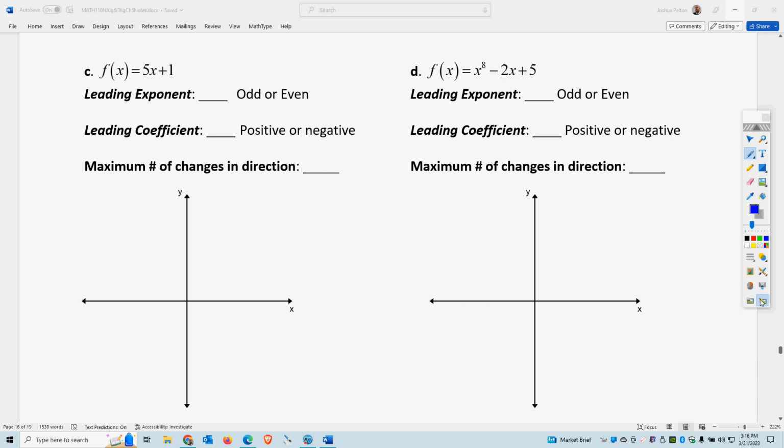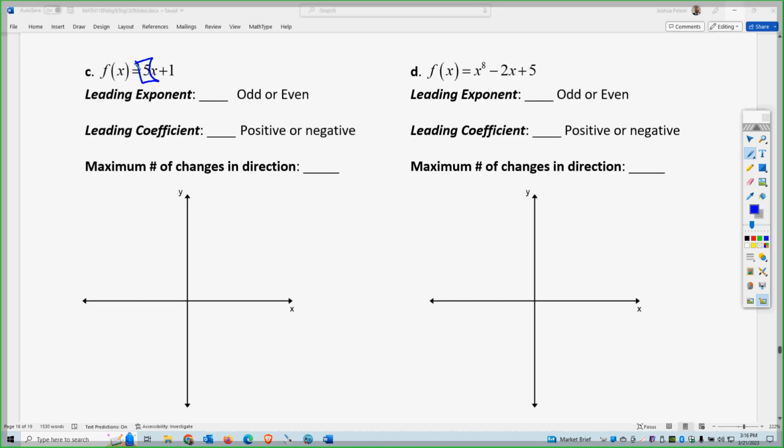Okay, so the leading term is the 5x, right? Which is a 1 exponent, right? Because this is 5x the first power, correct? And a positive coefficient, okay? All right, so that means it's going in the direction you think. So odd is opposite direction, so positive goes positive, and negative goes negative, okay? And there are 0 changes in direction because 1 minus 1 is 0, which makes sense. This is a line, right?